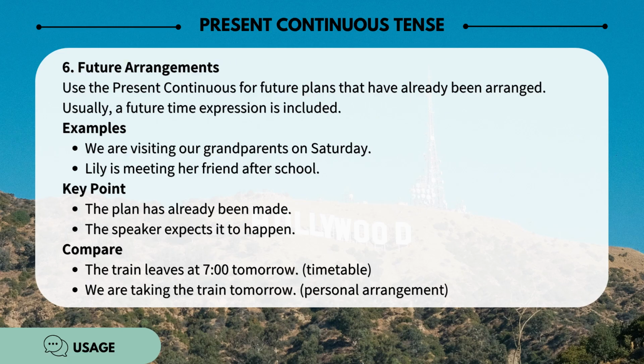Now another example. Lily is meeting her friend after school. Again, the meeting has already been arranged. Now compare these sentences. The train leaves at 7 tomorrow. This is an official timetable. But we are taking the train tomorrow. This is our personal arrangement. That's an easy way to remember the difference. Timetables usually use the present simple. Personal plans that are already arranged often use the present continuous.